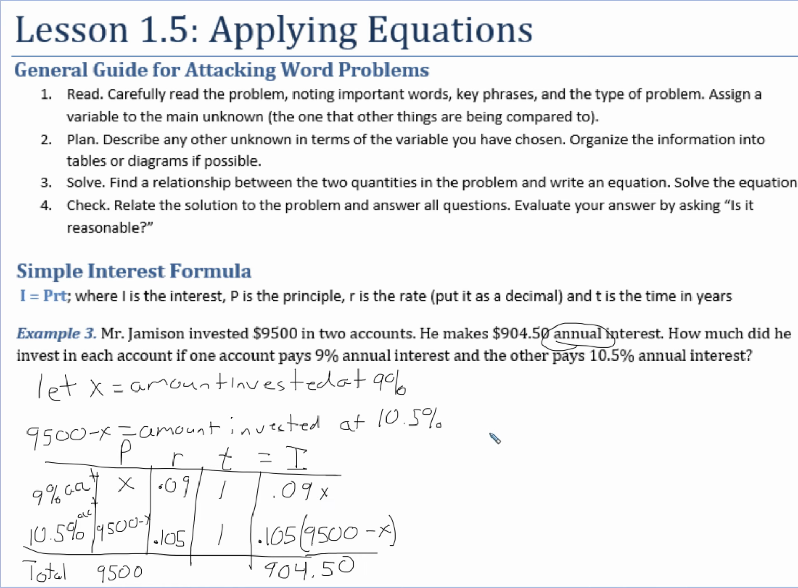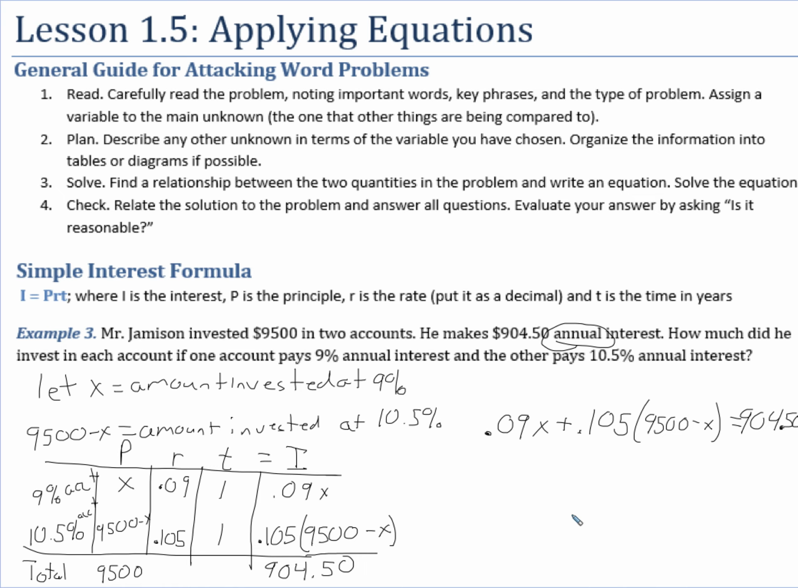So we have our interest earned from our first account, that's this, plus the interest earned from this one, 0.105 times 9,500 minus x. So we add those two interest earns together, that's going to give our total, which is the $904.50. Well, what we need to do here is distribute this 10.5%.